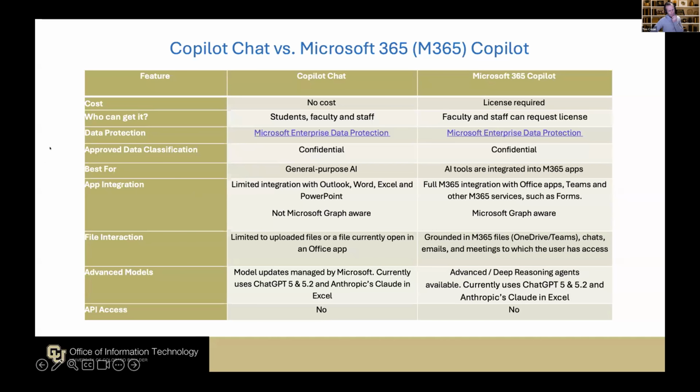We do have some advanced model access. As I mentioned, we have ChatGPT 5 and 5.2, and Anthropic's Claude is coming right now to Excel. And then finally, in terms of API access, there's currently no API access for either Copilot Chat or Microsoft 365 Copilot.